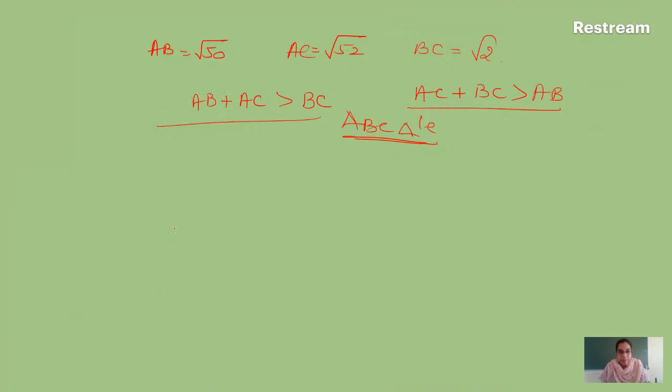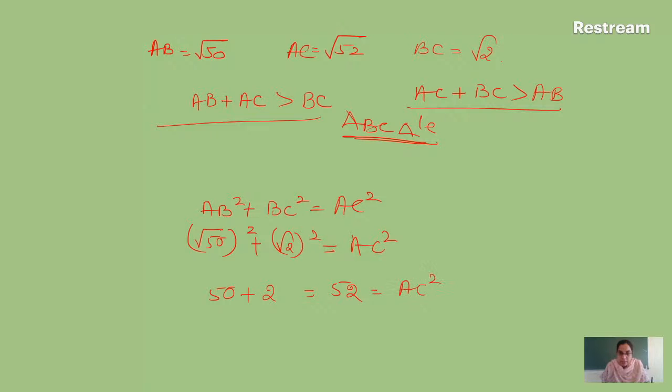See here, if you take AB square plus BC square is equal to AC square. Just substitute root 50 whole square plus root 2 whole square is equal to AC square. How much will we get? Just check. Root and square will get cancelled. You get 50 plus 2. 50 plus 2 is 52. And this is nothing but your AC square. Then if you take the square root, you will get root 52.